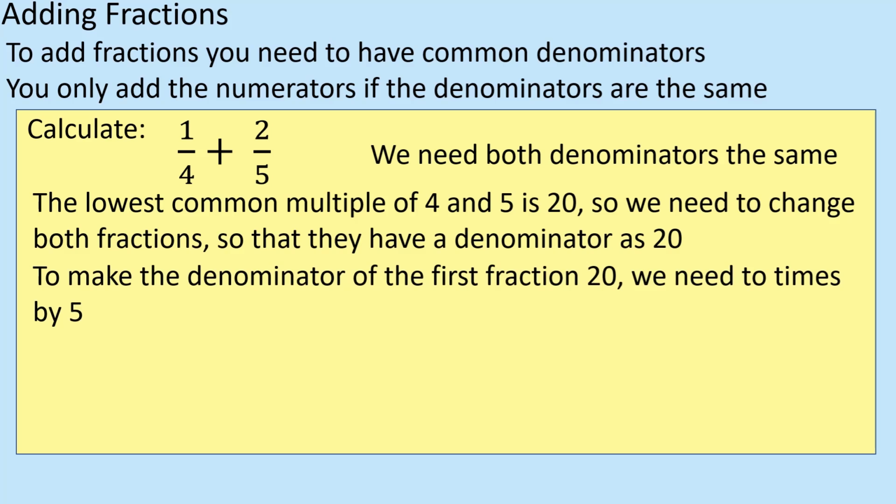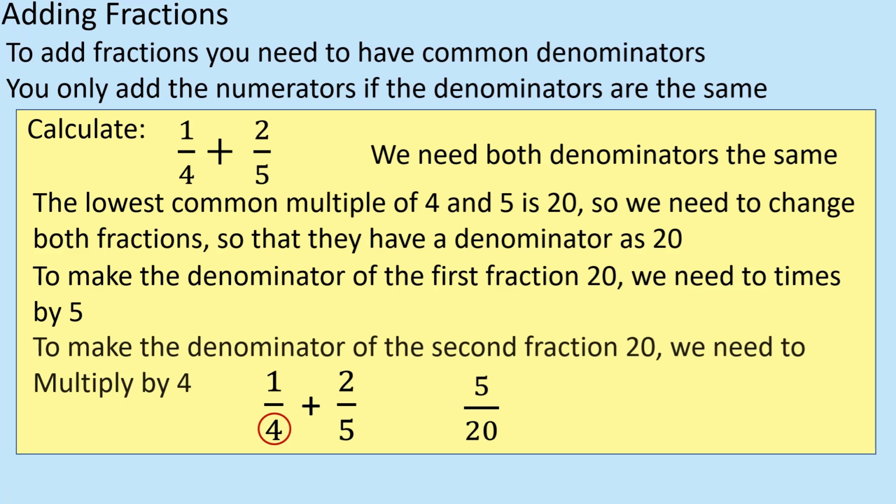If I'm going to change both denominators to 20, then whatever I do to the bottom, I've got to do the same to the top. If I've times-ed that by 5 to get to 20, I've got to times the top by 5. If I'm going to change this 5 to 20, I've times-ed it by 4, so I need to times the top by 4 as well. So I've times-ed that one by 5 to get 5, and that one by 4 to get 8.